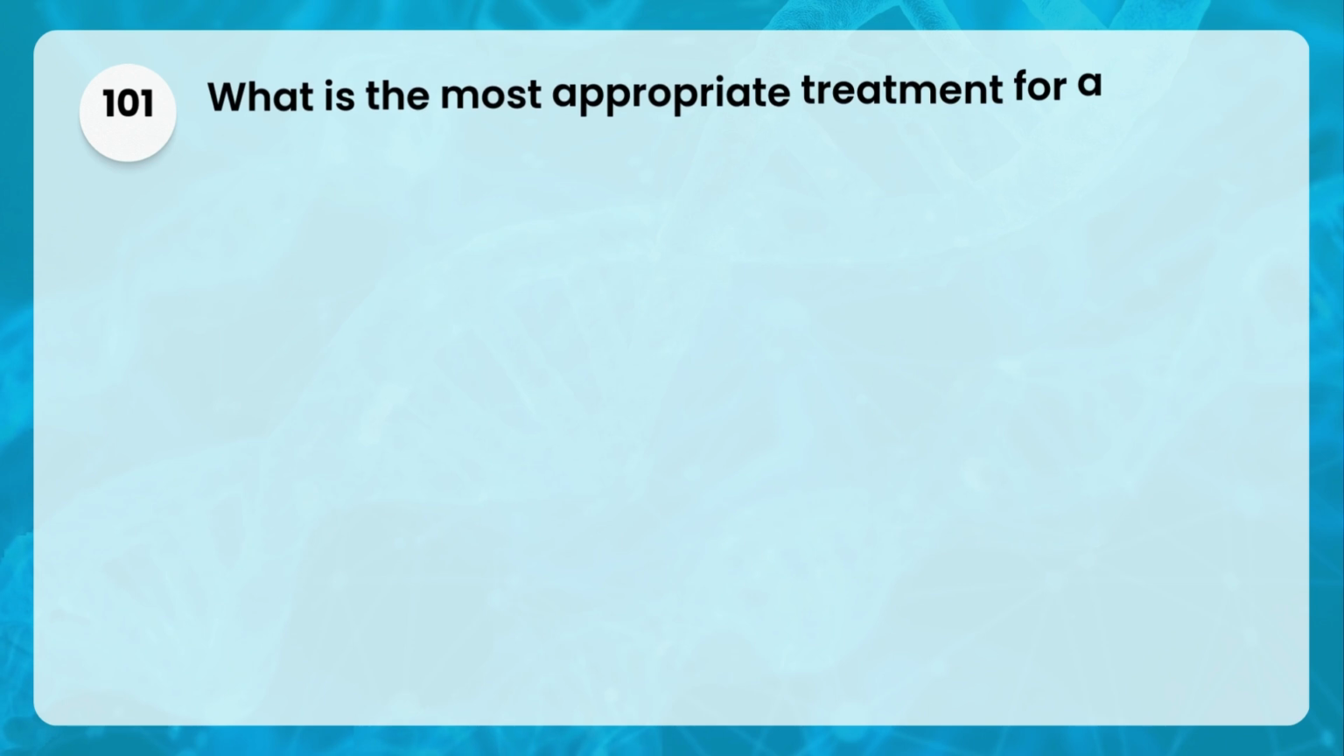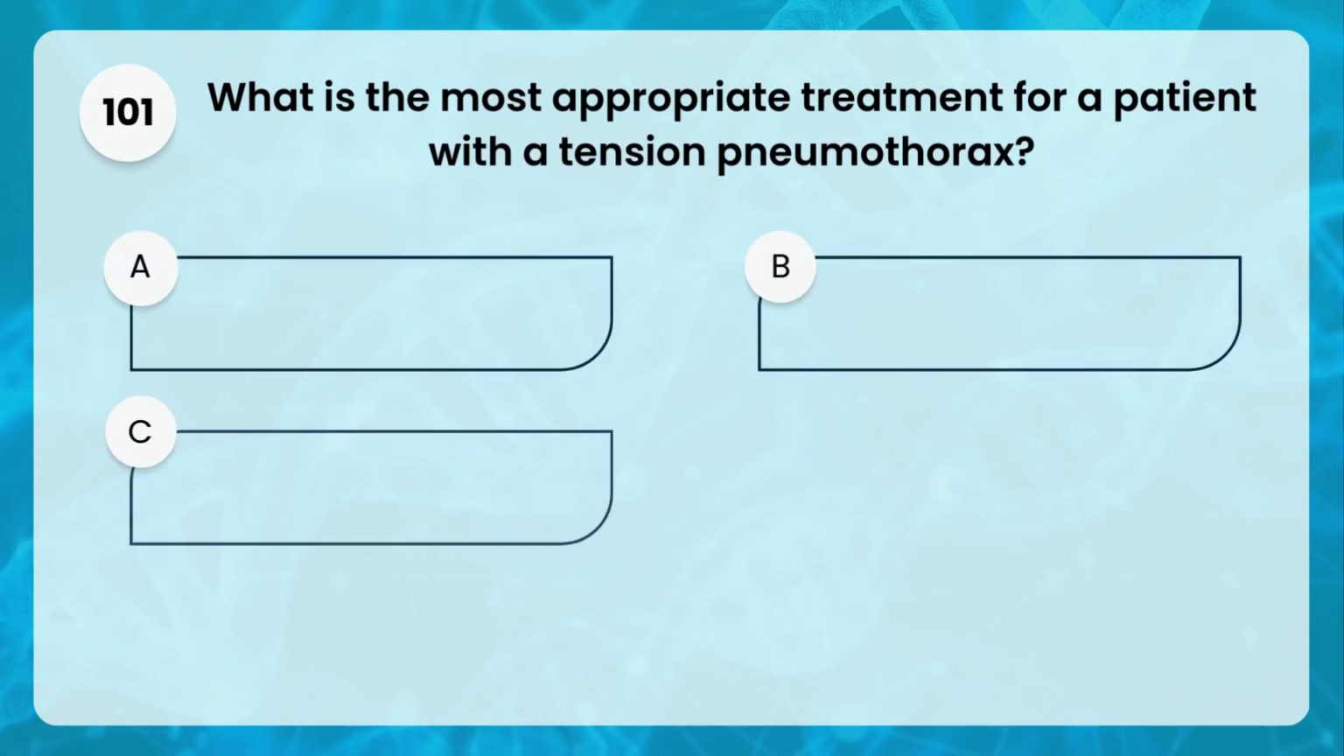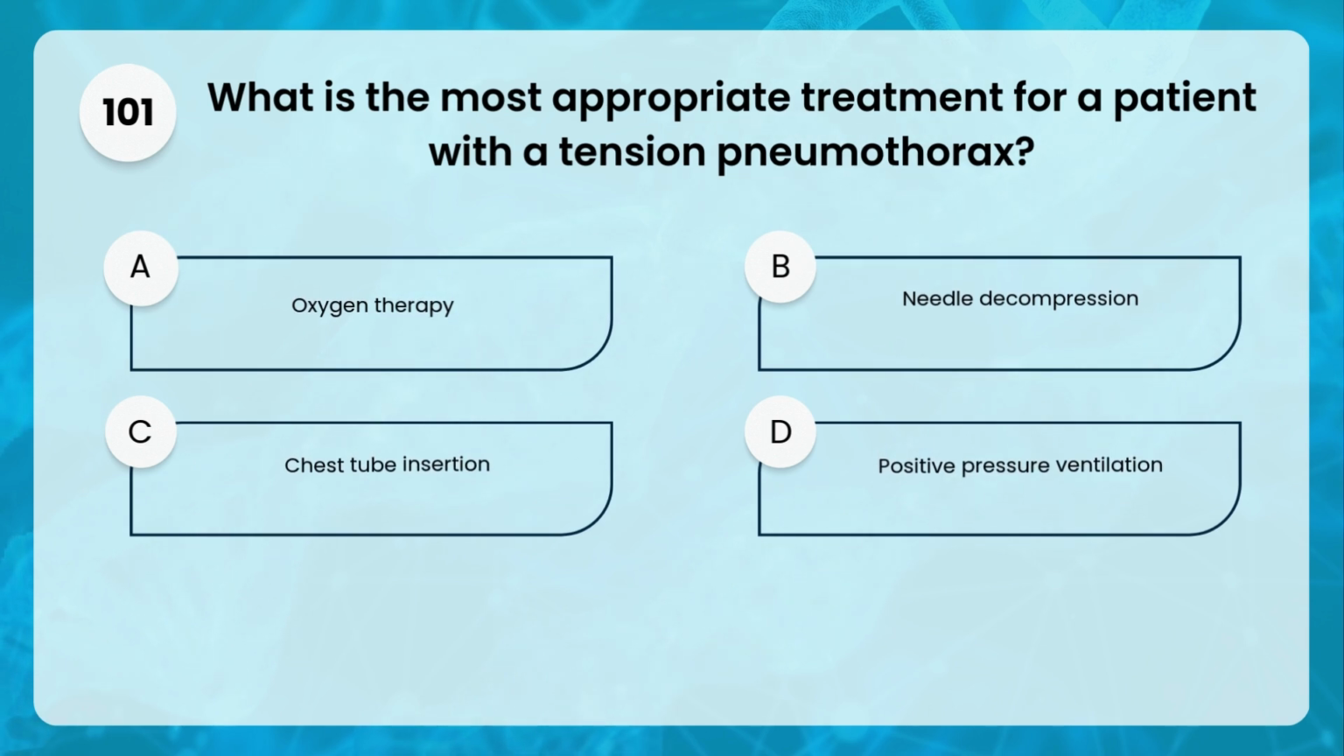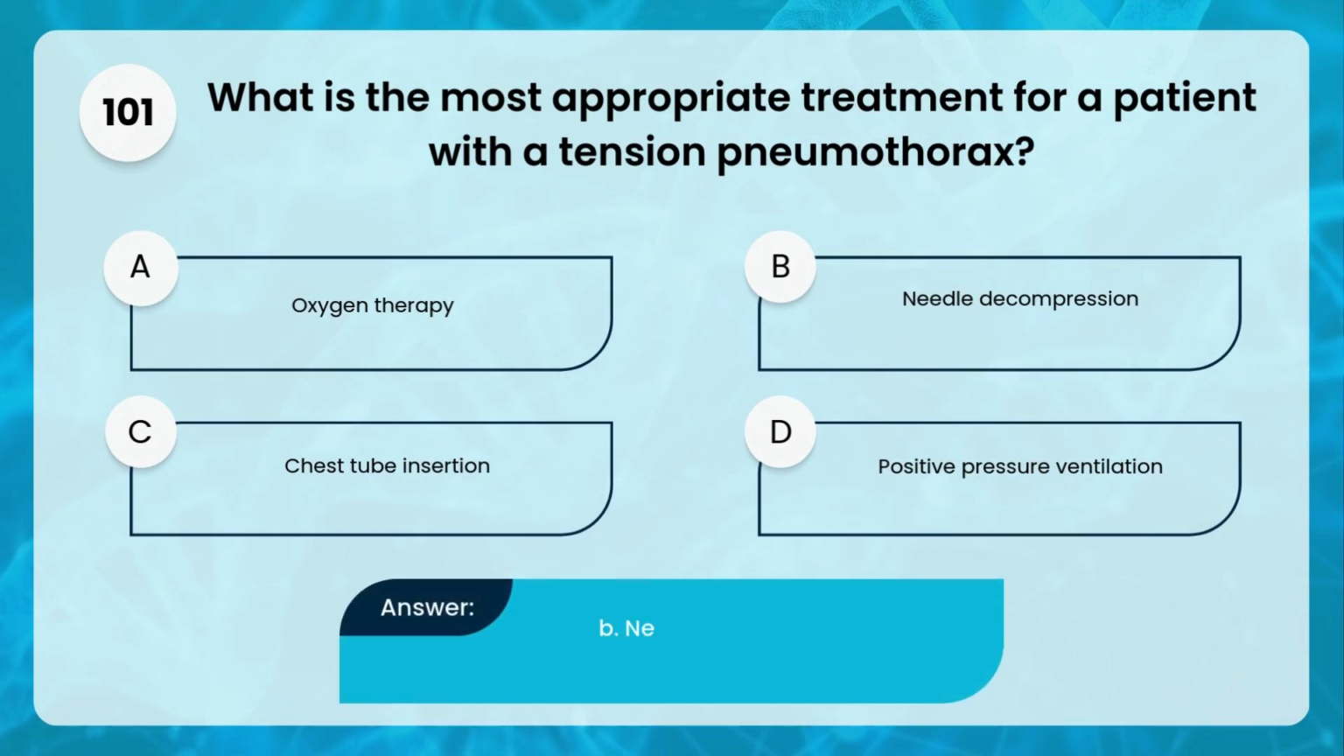Number 101. What is the most appropriate treatment for a patient with a tension pneumothorax? A, oxygen therapy. B, needle decompression. C, chest tube insertion. Or D, positive pressure ventilation. The answer is B, needle decompression.